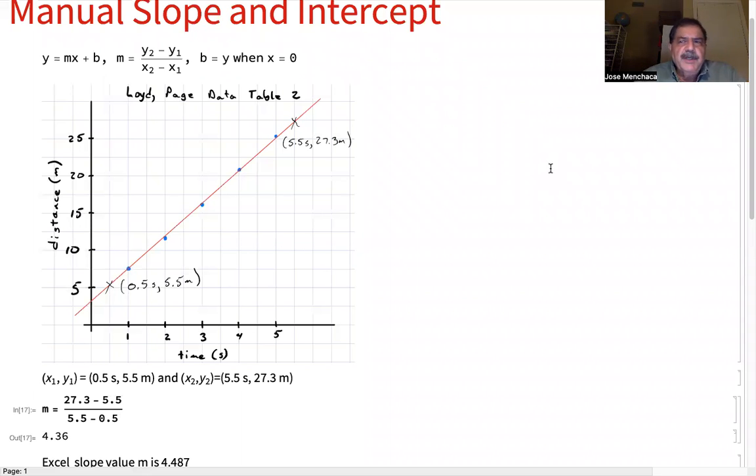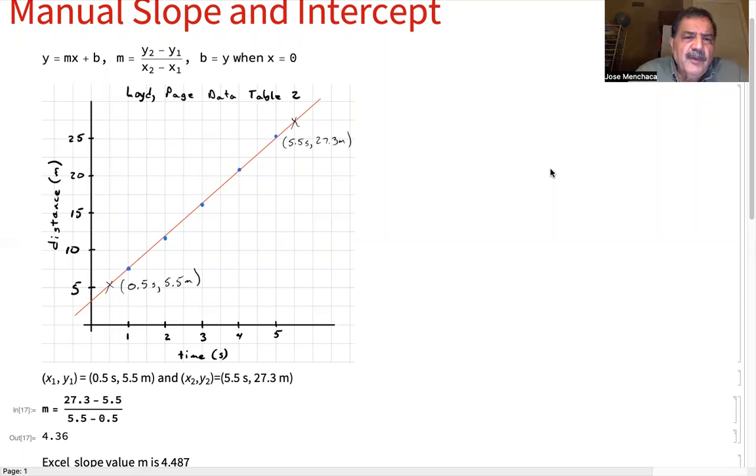My previous video was on how to plot on Excel and how to get the slope and intercept on the trend line, how to present a trend line and how to do the slope and intercept on Excel. What if you don't have Excel? What if you don't have a computer? You can do it by hand.